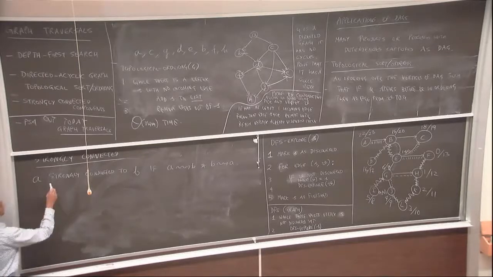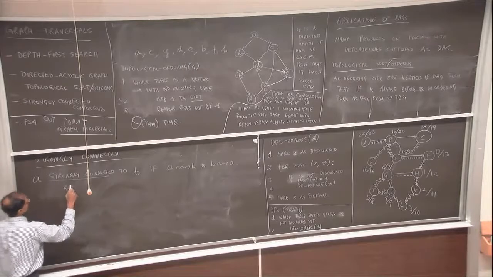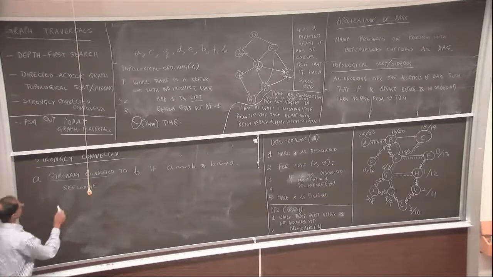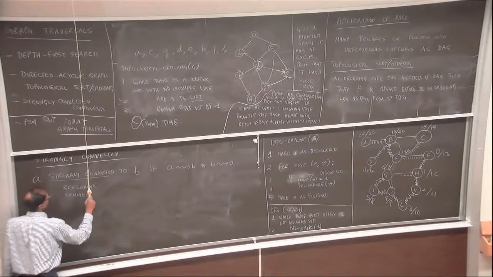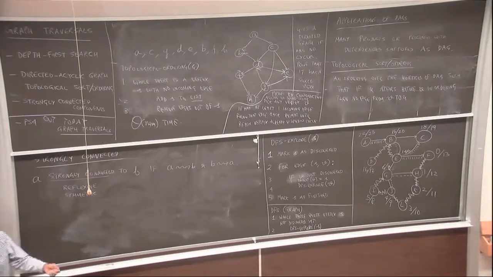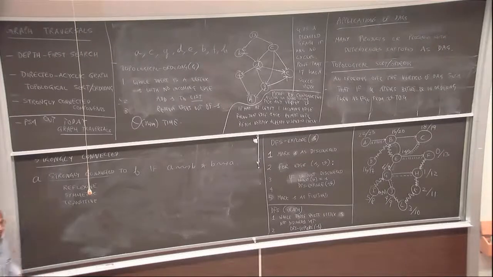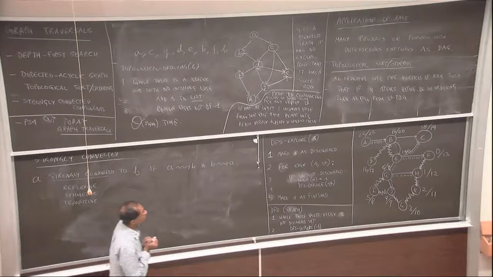So this relationship is reflexive. That is, A is strongly connected to itself. It's symmetric. If A is strongly connected to B, then B is strongly connected to A. And it's transitive. If A is strongly connected to B, and B is strongly connected to C, then A will also be strongly connected to C. So it has all the nice properties that you would like relationships to have, and so it forms what's called an equivalence relation. So let's take a look at this graph.